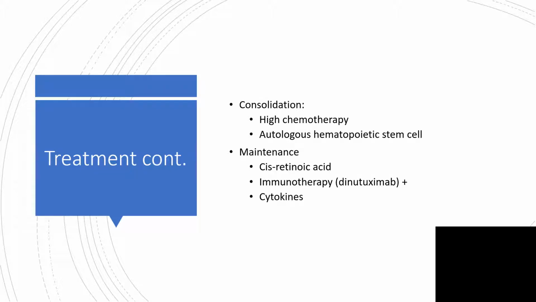For consolidation, you use more chemotherapy at high dosage and use what we call autologous hematopoietic stem cell. And for maintenance, you can use cis-retinoic acid and immunotherapy, that is, dinutuximab with cytokines.